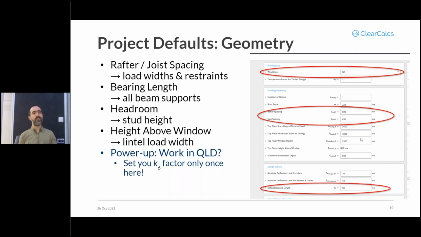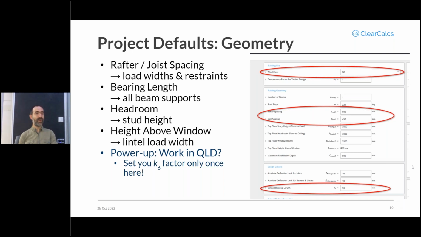So how are some of these used around the platform? Rafter and joist spacing will be applied to the default load widths for a rafter or a joist, or the default lateral restraint spacing for a bearer. Bearing length will be applied as the default bearing length in all of the beams that you create. Headroom, that will apply to every stud you create. Height above window is the load width, that is the default load width for a lintel.